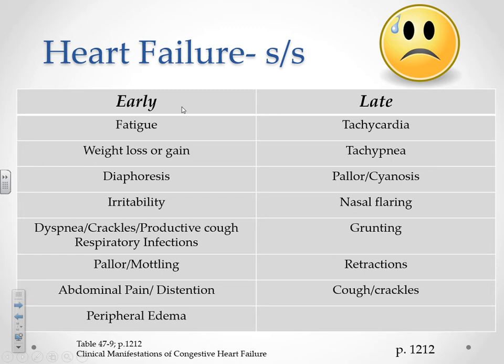So my baby is gonna be irritable because they don't feel good. Why would I be diaphoretic? Because I'm working so hard to get air and my heart rate. They may not be diaphoretic. Do I have to have great big beads of sweat dripping off of my forehead to be diaphoretic? What could I feel like? I could feel damp. How do you know if I'm damp or not?